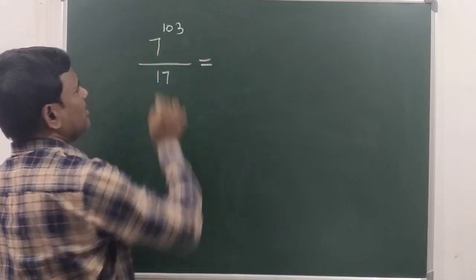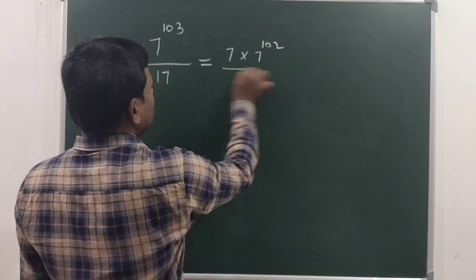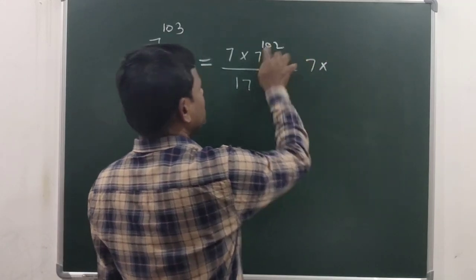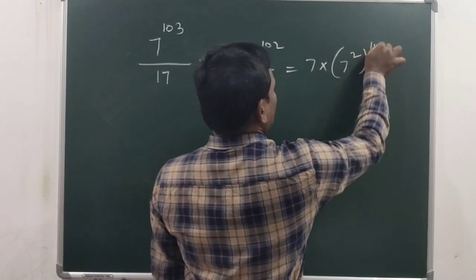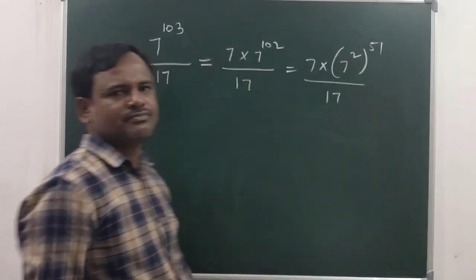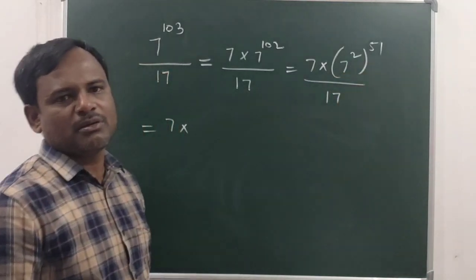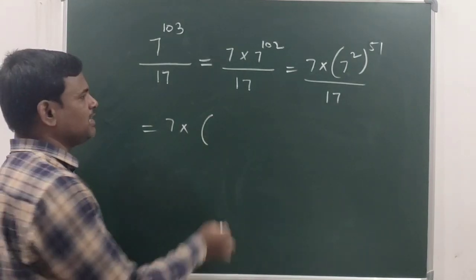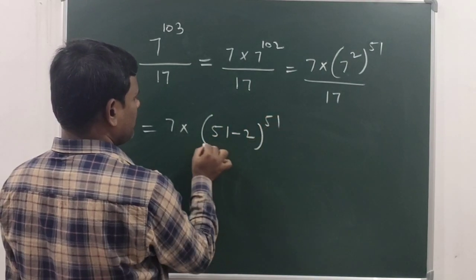See, this one I would like to write as 7 into 7 power 102. This is the first step which we have to apply. In the next step, 7 power 102 I can write as (7 square) whole power 51, by 17. See here, 7 square becomes 49. So that 49, I would like to split as (51 minus 2) whole power 51 by 17.